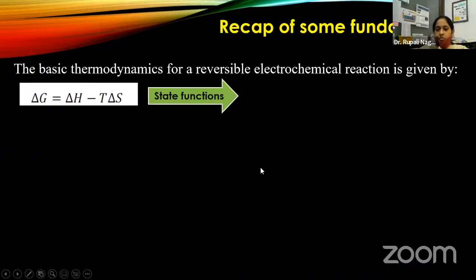Just a quick recap of some fundamentals: the basic thermodynamics for any reversible reaction, in this case an electrochemical reaction, is given as delta G equals delta H minus T delta S, where G is our Gibbs free energy, H is the enthalpy, T is the temperature, and S is the entropy. These G, H, and S are state functions. That means they only depend on the initial state and the final state.